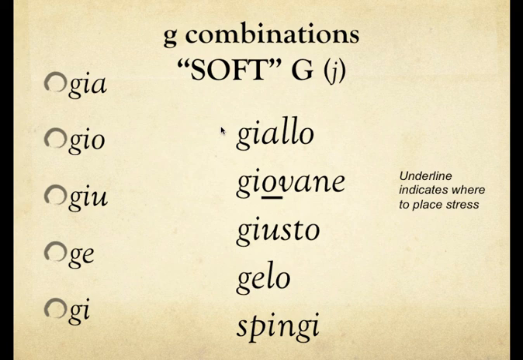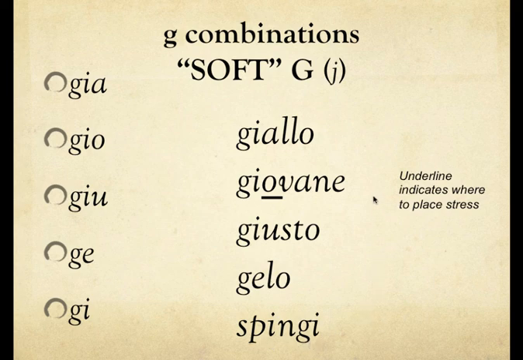And here we have different words using the sound combinations of soft G. Giallo, giovane, giusto, gelo, spingi. And here are the words pronounced in Italian with an English equivalent. Giallo, yellow, giovane, young, giusto, just, fair, or correct, gelo, frost or chill, spingi, you push.